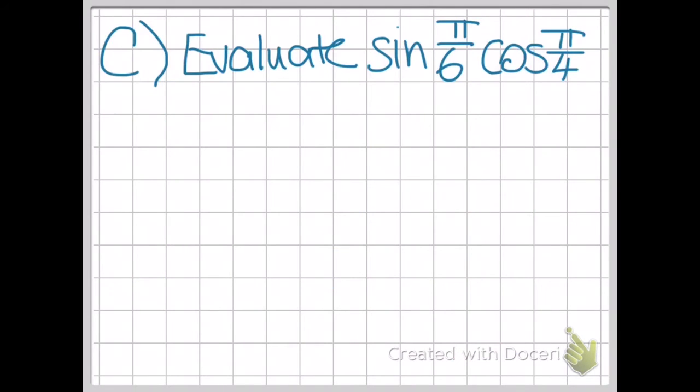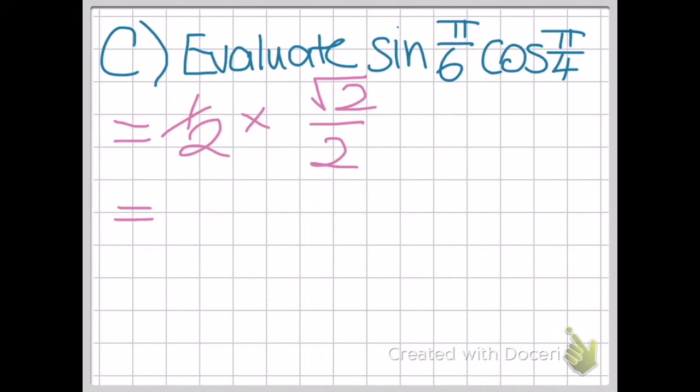C. Evaluate sine pi over 6 times cos pi over 4. Using the exact triangles from earlier, we can change sine pi over 6 to 1 over 2 and cos pi over 4 to root 2 over 2, which equals root 2 over 4.